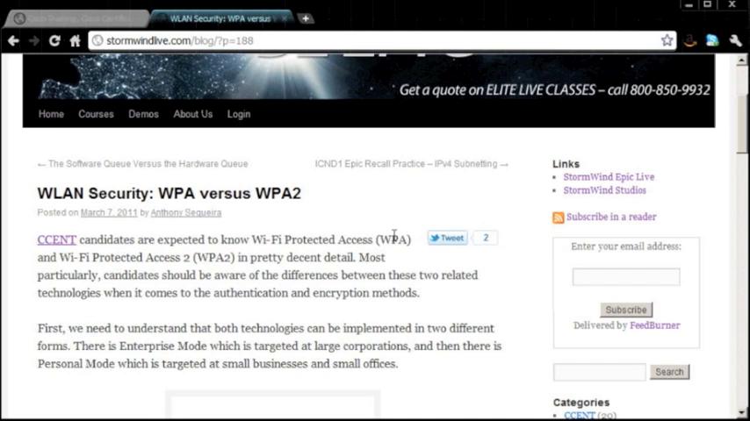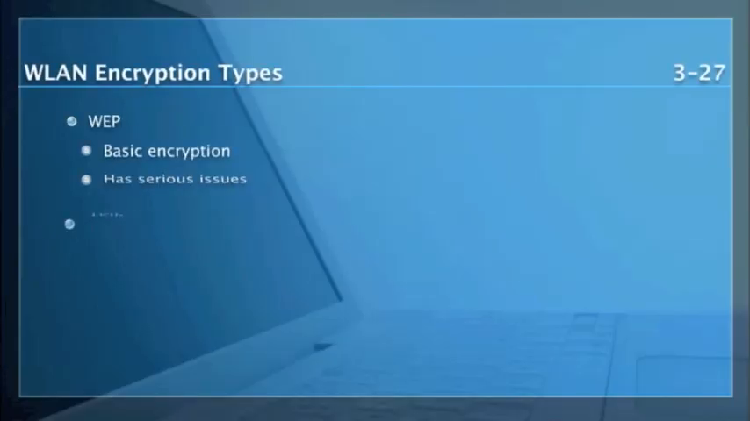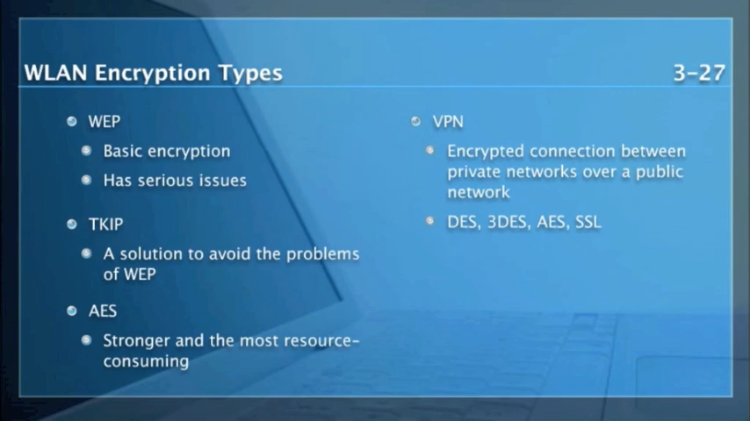Some of the buzz terms that we have in this particular area are, of course, WEP. We know that's that basic encryption with real serious issues, so it's not recommended anymore. TKIP, and TKIP stands for Temporal Key Integrity Protection, something along those lines. And this solves a lot of the problems with WEP. We see it used in WPA1. There's Advanced Encryption System, much better for encryption, used in WPA2.